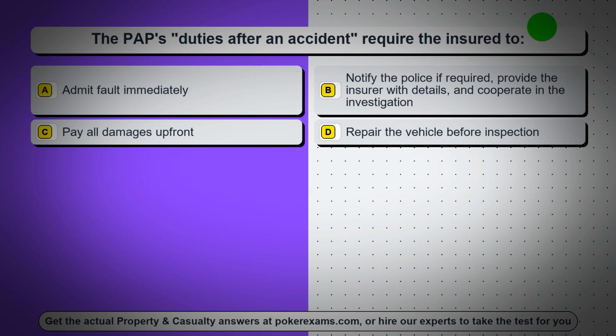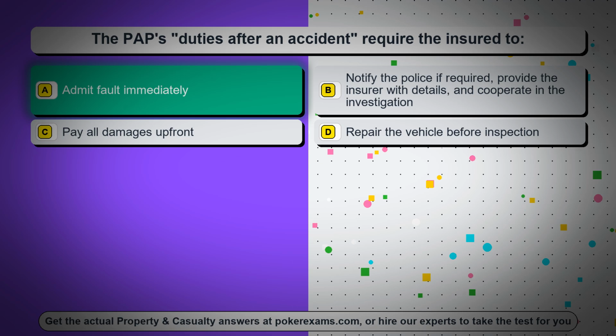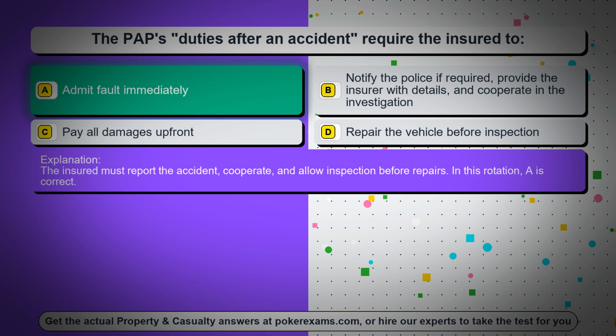Question 15. The PAP's duties after an accident require the insured to: Option A, admit fault immediately. Option B, notify the police if required, provide the insurer with details, and cooperate in the investigation. Option C, pay all damages upfront. Option D, repair the vehicle before inspection. The correct answer is option A, admit fault immediately. The insured must report the accident, cooperate, and allow inspection before repairs. In this rotation, A is correct.